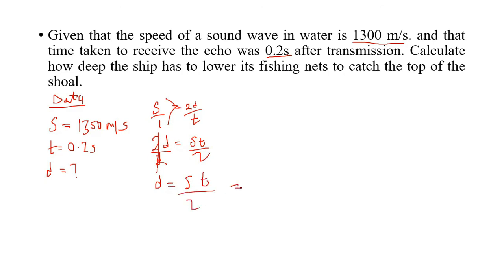So substituting into this one, we're going to have 1300 meters per second as our speed, multiplied by 0.2 seconds, then divided by 2. Punch that on the calculator, you're going to have a value of 130. So this is 130 meters deep. And you have found the answer.